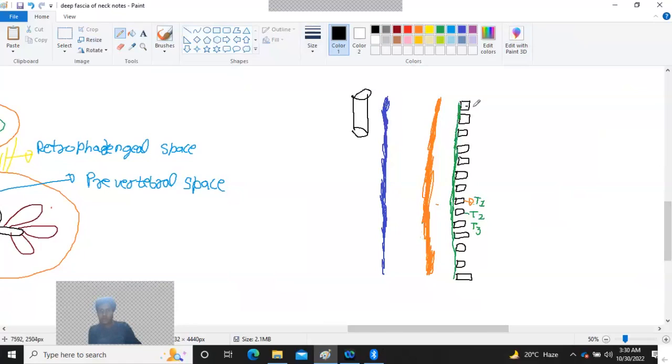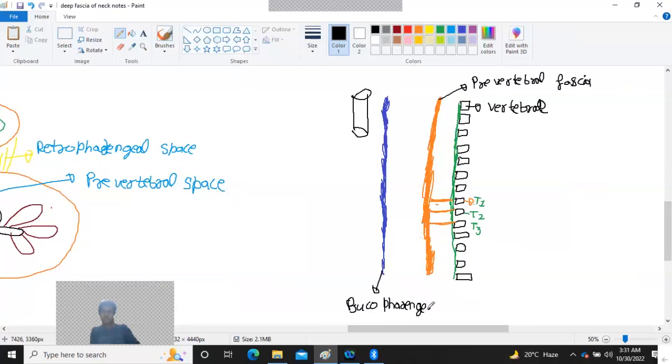So first we named it. These are vertebrae, basically cervical, thoracic, all this. This fascia attaches to the thoracic vertebrae T1, T2, T3, and it continues down. This is the prevertebral fascia. This is the buccopharyngeal fascia.